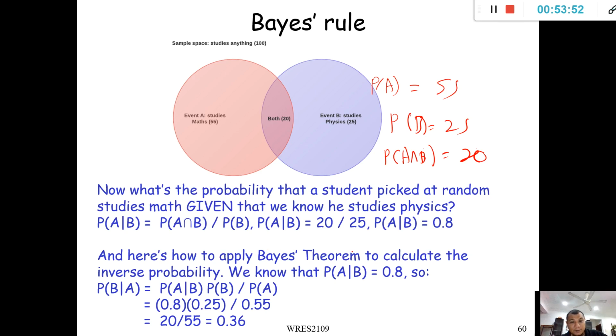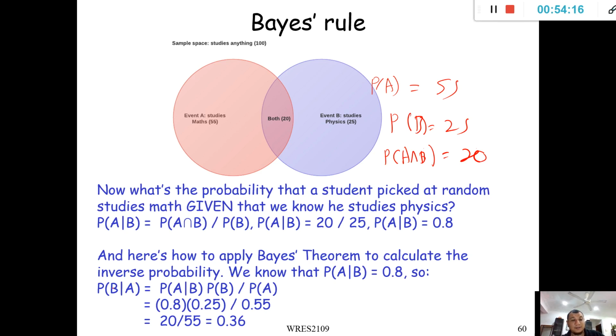And here's how to apply Bayes' rule to calculate the inverse probability. We know that P(B given A) is 0.8, so you have here 0.36. A is studies math and B is studies physics. Given that he also studies physics, you want to find the probability that he studies math.